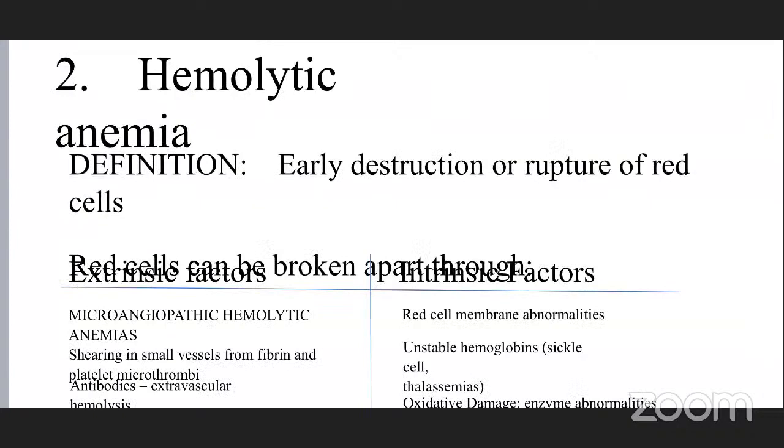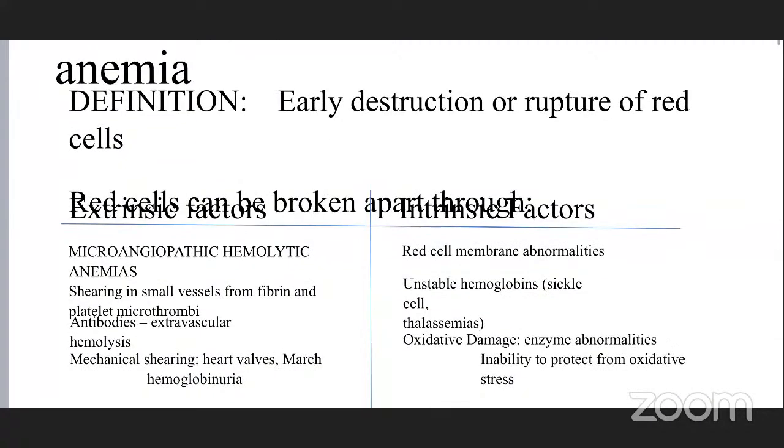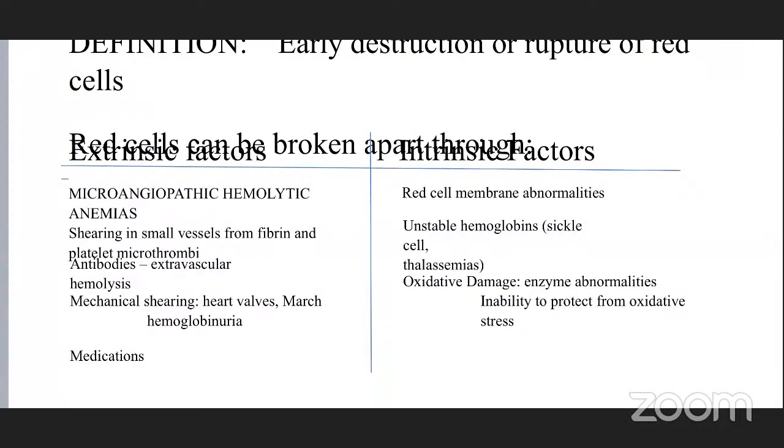Then we will talk about the hemolytic anemia definition. It is early destruction or rupture of the red cells. We have two types of causes: one called extrinsic and the other called intrinsic factors. Extrinsic factors like microangiopathic hemolytic anemias, where there is shearing in small vessels from fibrin and platelet microthrombi, and also antibodies from extravascular hemolysis.